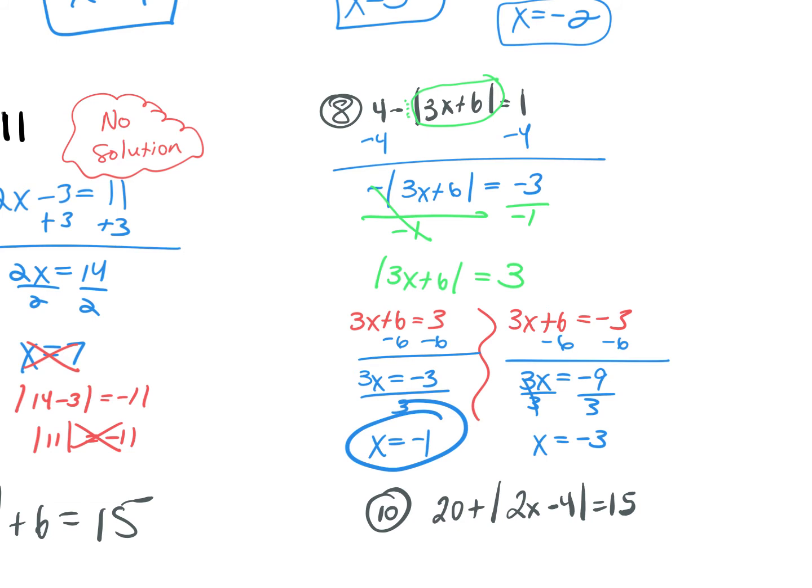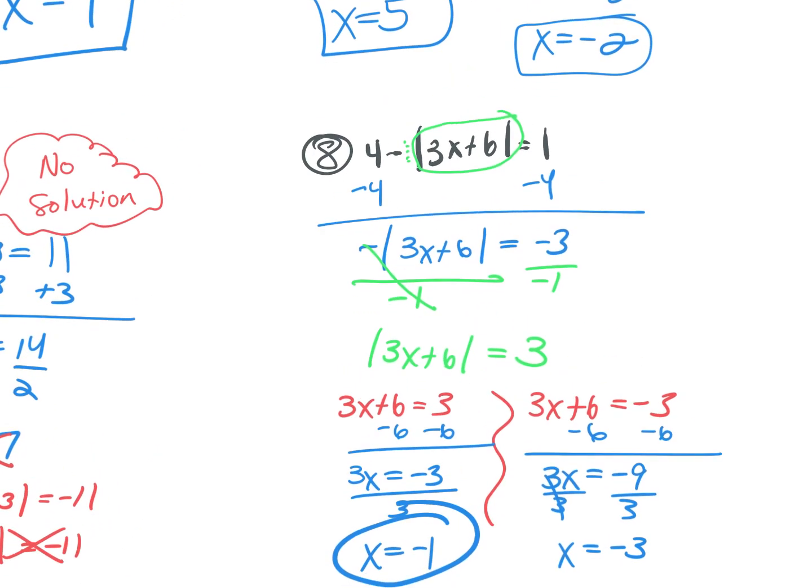Let me finish this problem and then I'll show you. A lot of times we don't know what that means. Hold on. Plug in negative 3. What's 3 times negative 3? Negative 9 plus 6. Negative 3. What's the absolute value of negative 3? Positive 3. And then what's 4 minus 3?